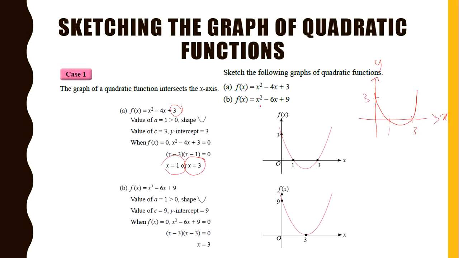For B, it's the same. The first step is to look at the value of a. a is positive, so the graph is a smile. Then we look at the value of c. c is 9, so the y-intercept is 9. The graph crosses the y-axis at the value of 9. Next, we find the roots using the calculator. So we get x equals 3.